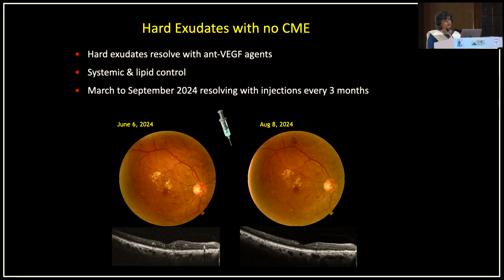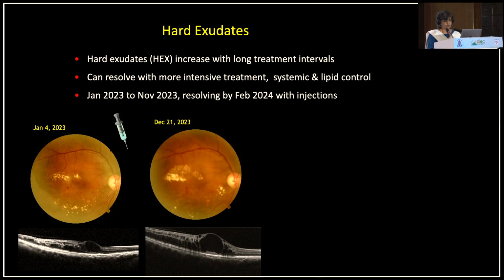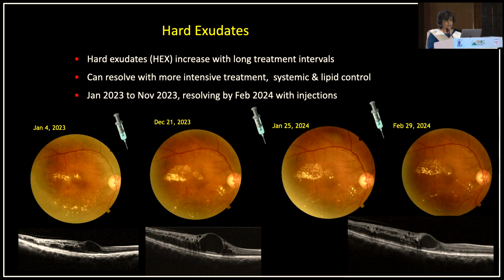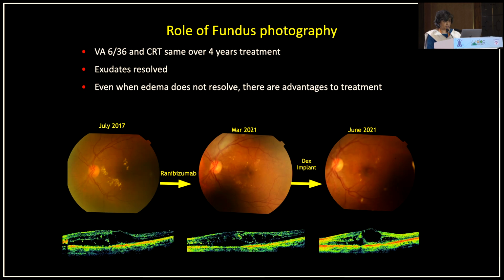This is to show how a photograph can show us hard exudates which are resolving even when there is no CME. But we still treat to prevent the hard exudates from coming into the foveal center. Again, a patient with exudates which have increased because of 1 year of no treatment, no injections. And then as soon as we start injections, within 2 months, you can see the hard exudates have significantly resolved. So photographs are also very important, not just OCT.